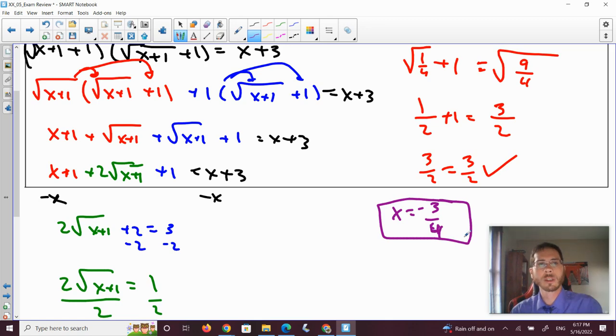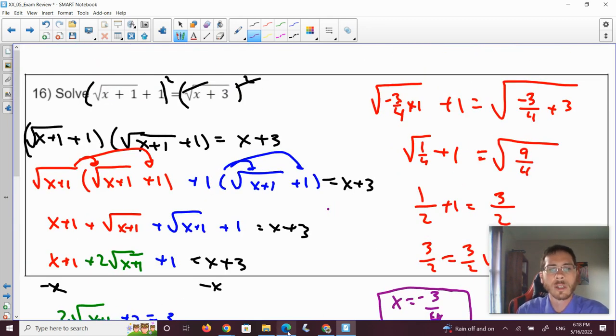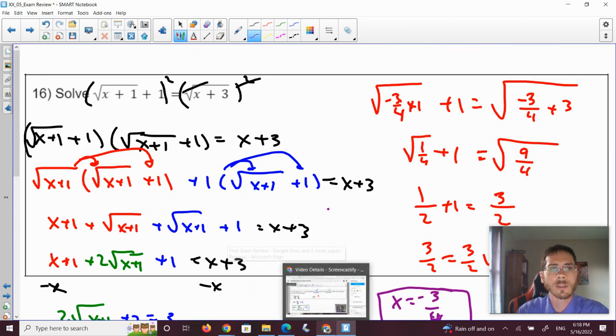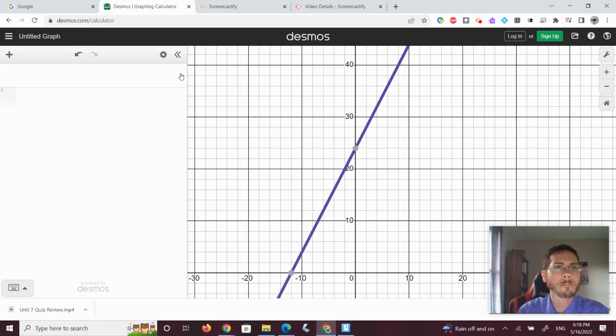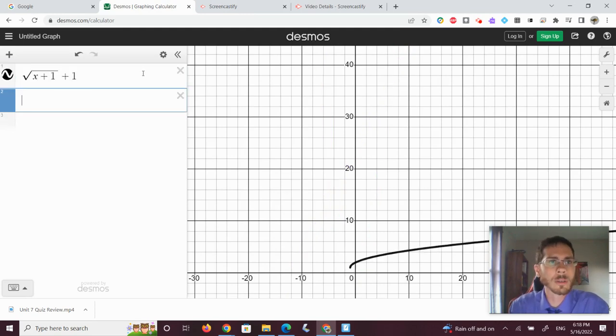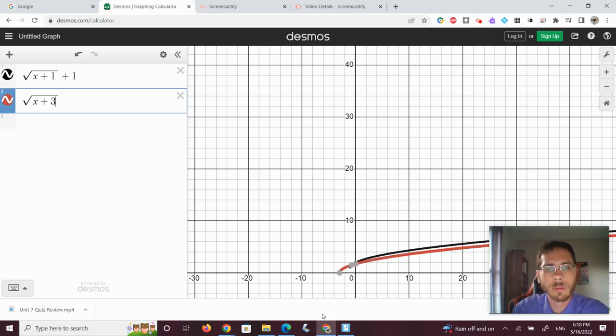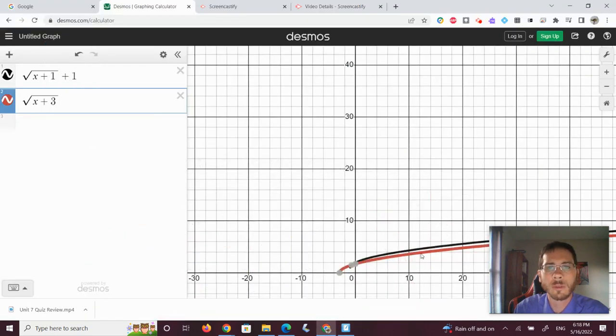I'm going to double check it another way. I am going to put it in Desmos just to see if it works in Desmos too. So let's see. We've got square root of x plus 1 plus 1. And then on the other side, we had square root of x plus 3. That is square root of x plus 3.